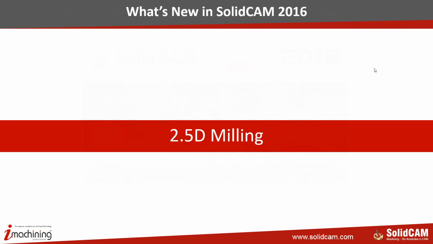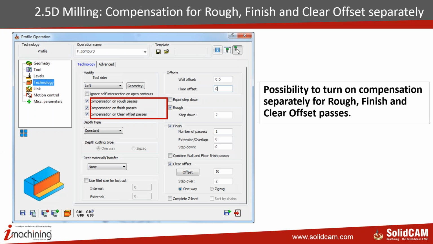As I said, we'll start off with some of the new options in 2.5D milling. And we'll start off in our profile operation. In our profile operation, we've added an option for compensation, where you can control where you want your tool offset compensation. You can have it on your rough only, finish only, on the clear offset passes, or you can have a combination of every single one of them. You can have it on compensation passes, on your finish passes, and on rough passes as well.